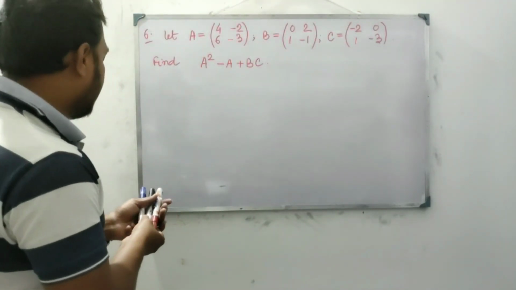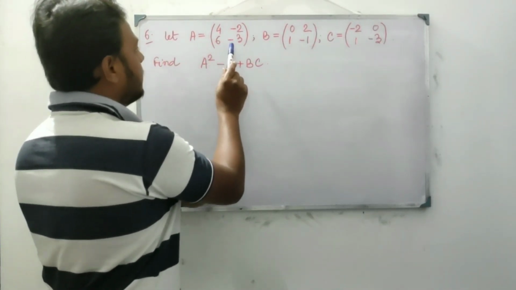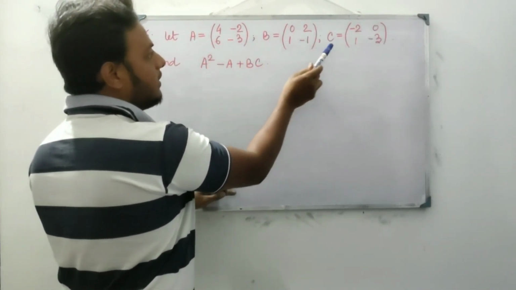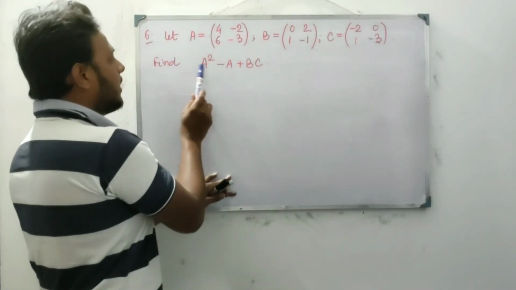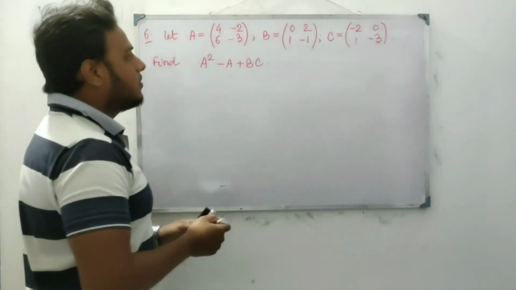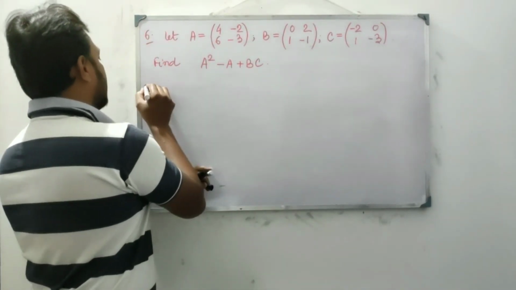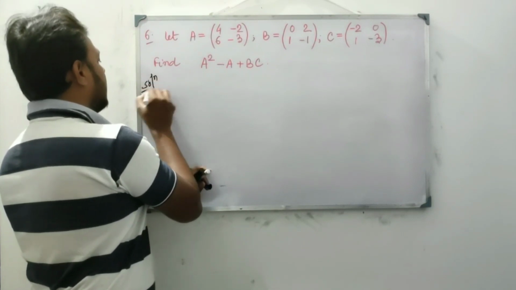See, given that A equals a matrix, B another matrix, and C a matrix are given. You just have to find A square minus A plus BC. So you have to calculate this. Very easy problem. So first we need A square. I am solving it.